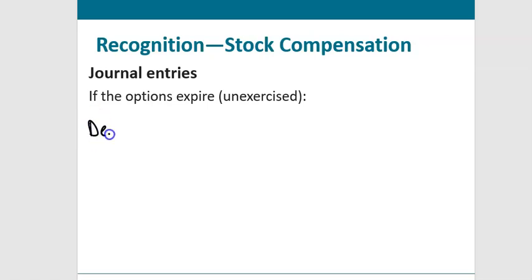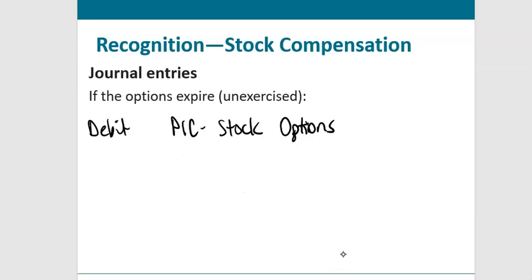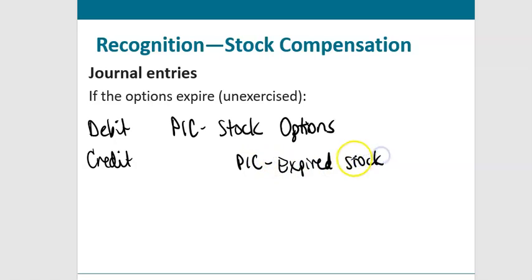When this happens, we're going to debit paid in capital stock options, because we still don't have these paid in capital stock options. Remember, again, we recorded this when we recorded compensation expense, we increase the equity account paid in capital stock options, when we no longer have them outstanding. And then we credit another stockholders' equity account called paid in capital expired stock options. So these are both stockholders' equity accounts. So there's no net change to stockholders' equity. Stockholders' equity is unaffected.